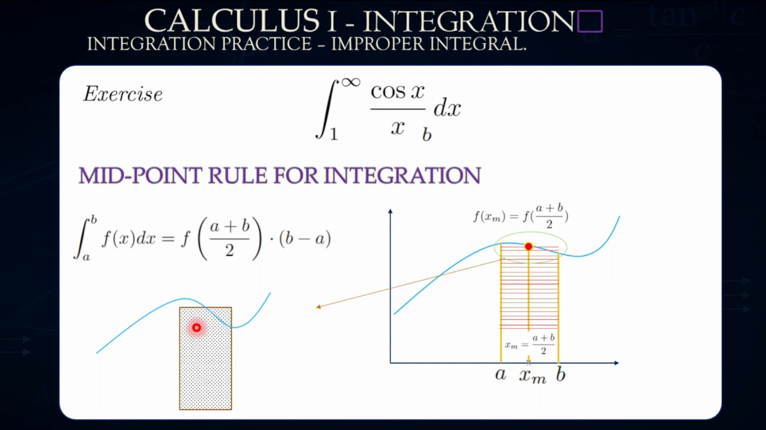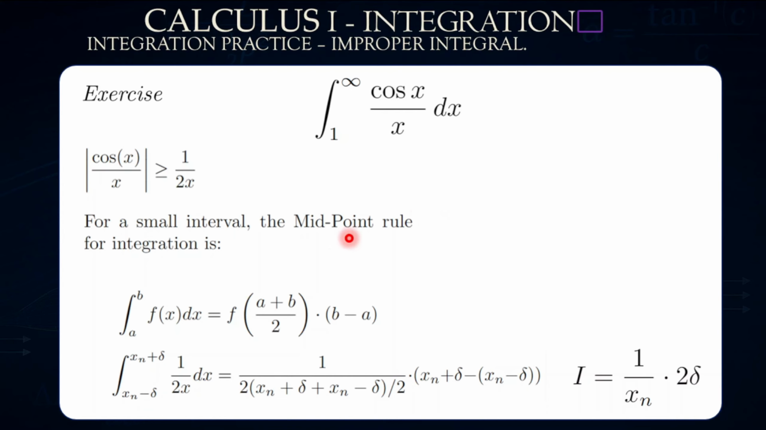So the midpoint rule, or midpoint integration, is equal to f of the midpoint x, so the value of f, or y, which is the height of the curve, at x equal to (a plus b) divided by 2, which is the midpoint x in f, times (b minus a), which is the width of the rectangle. This gives you the area of the rectangle, the approximated area of the curve between a and b, which is the value of the integral of f(x) dx between a and b.